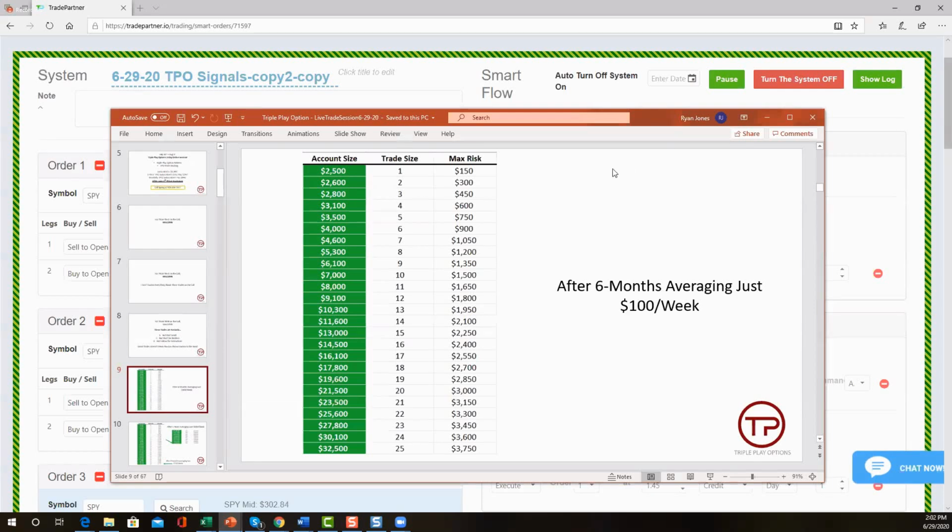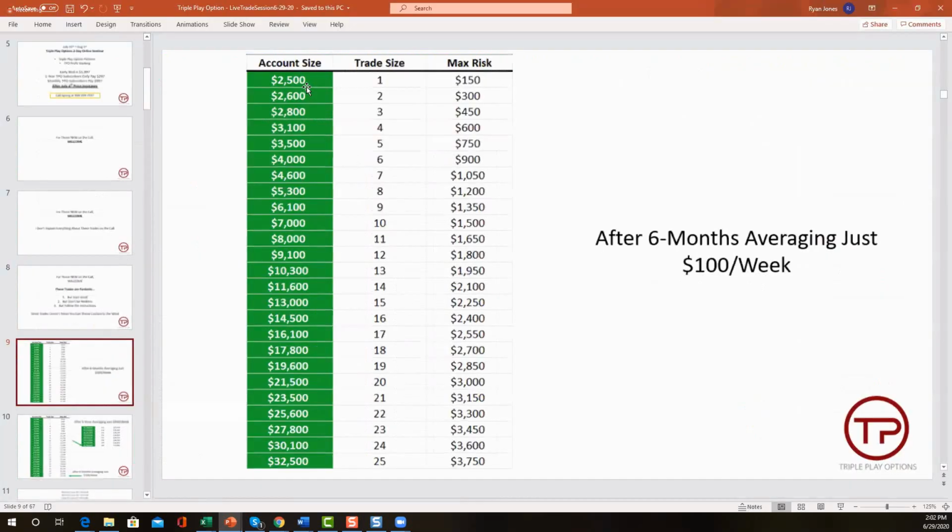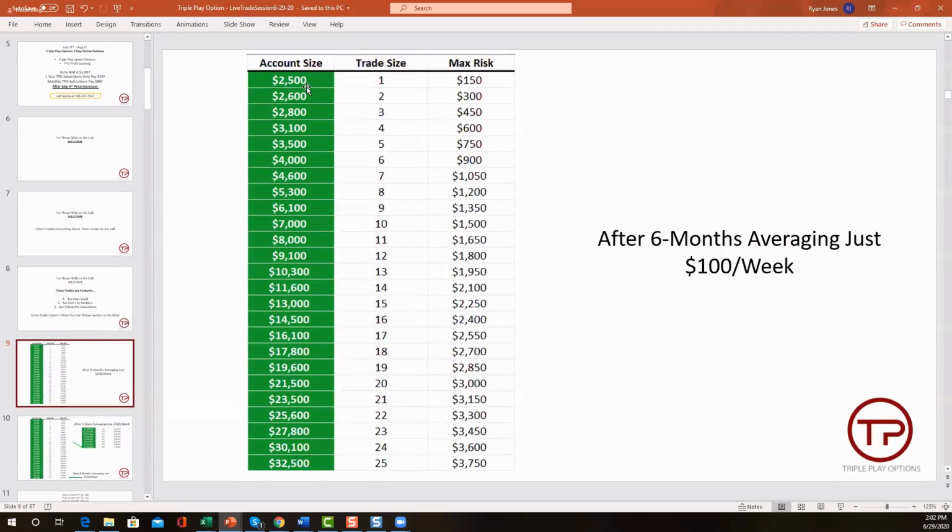So you want to start small, because of the ability to compound once you begin to increase your account size. And if you get to where you can average $100 a week, you're talking about astronomical growth. In 6 months, you're looking at $30,000 in profit potential. You increase that to 5 years.